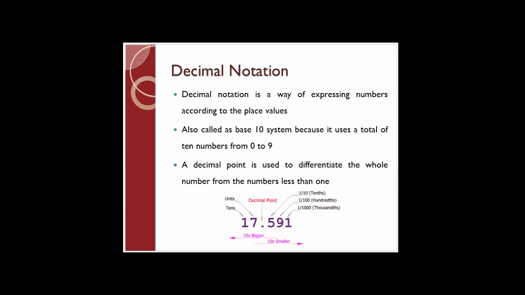So as we know, normal decimal numbers, which are the normal numbers that we are used to dealing with, consist of integer values such as 0, 1, 2, 3, and so on, and they also consist of floating point numbers, which have a decimal point associated with a particular number. This number system is also called a base 10 system because it consists of a total of 10 values, starting from 0 to 9. So the decimal number system is nothing but a normal way of expressing numbers. It uses a decimal point to differentiate the whole numbers from the numbers which are less than 1.